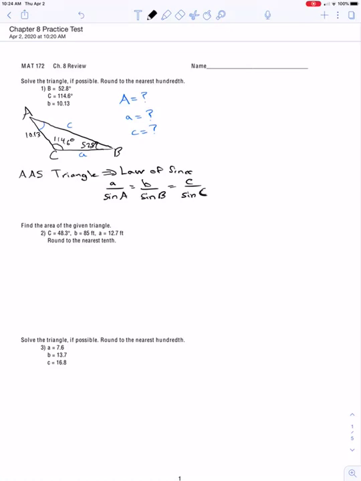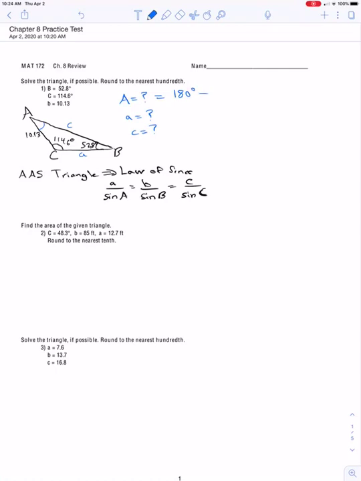So again, we can set up these proportions: sides are proportional to the sines of the opposite angles. We'll use that to help us get to our information here. Now, from the get-go, let's work on finding angle A. We know 2 of the 3 angles, so we can use some geometry. We know all 3 angles in a triangle add up to 180 degrees.